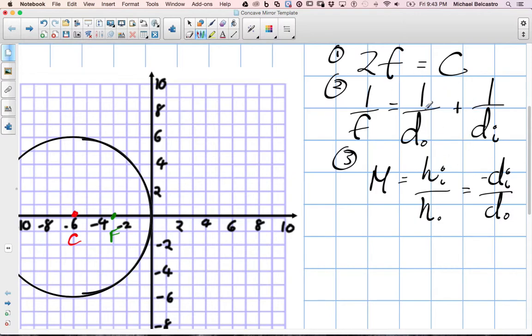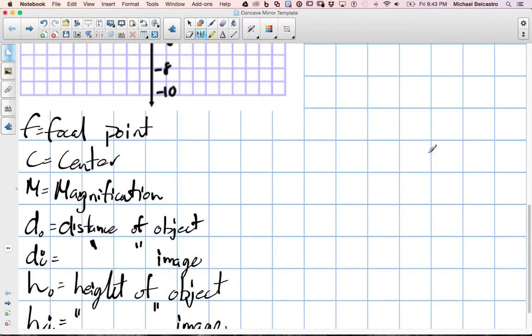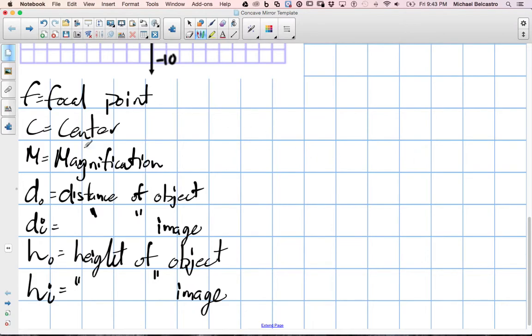If you're unsure of those formulas, you can pause and write them down. And if you're unsure of the variables in the formulas, you can pause the video here and take a look at them and write them down.